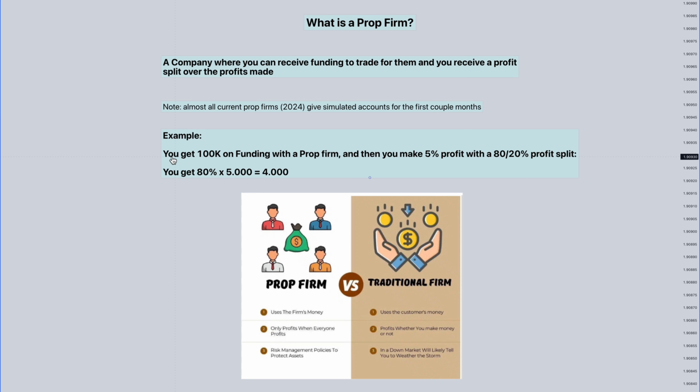For example, you get 100k in funding with a prop firm, you make 5% profit with an 80-20 profit split, then you get 80% of that 5k, that is 4k. This is a little schematic I pulled from Google: prop firm versus traditional firm.